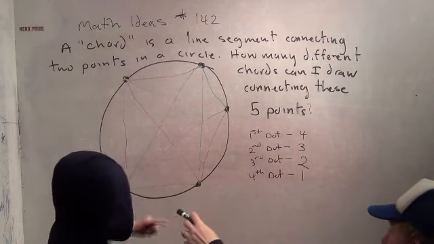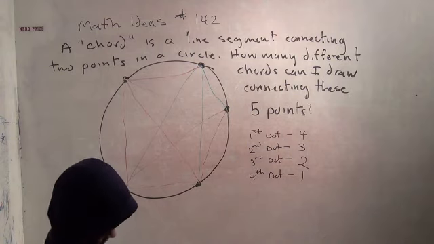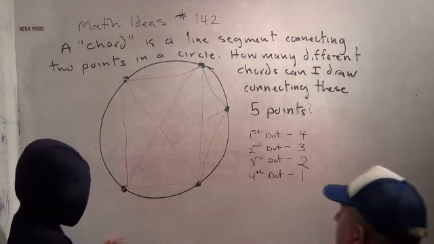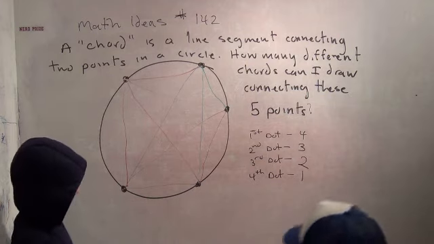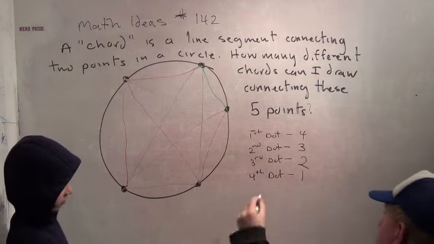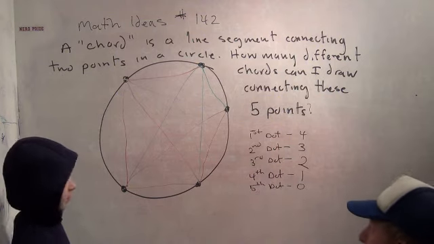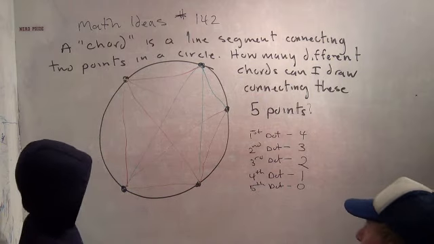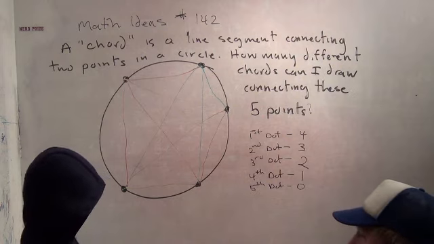Okay, so now, but we have one more point we got to check, so we got to switch colors. Here's a pink marker. So now we got to go to this dot. What chords can you draw from that dot? I think you can draw 0. Because all of them are drawn. Mm-hmm. Cool. So how many total chords did you draw?